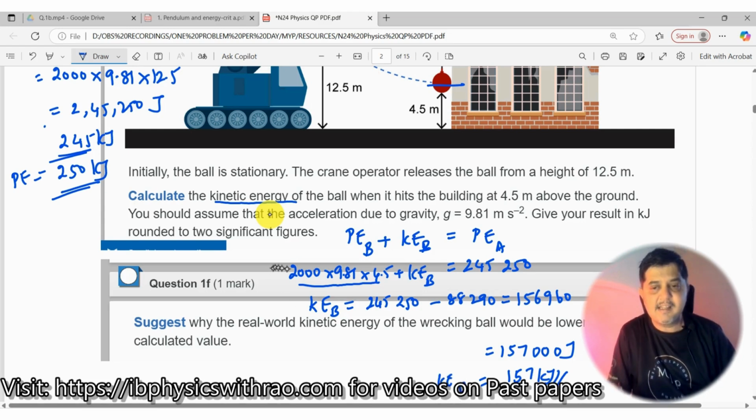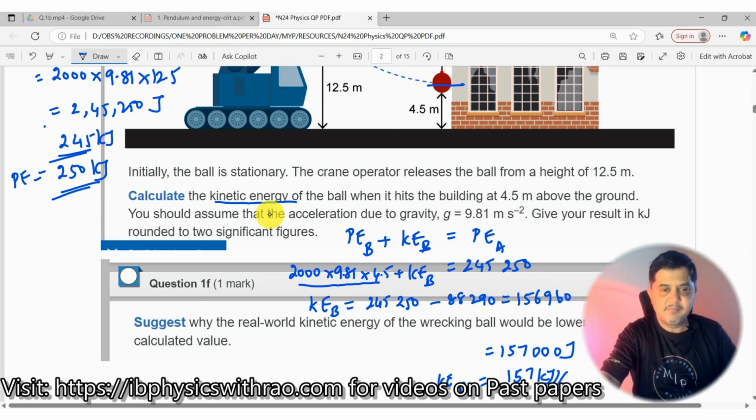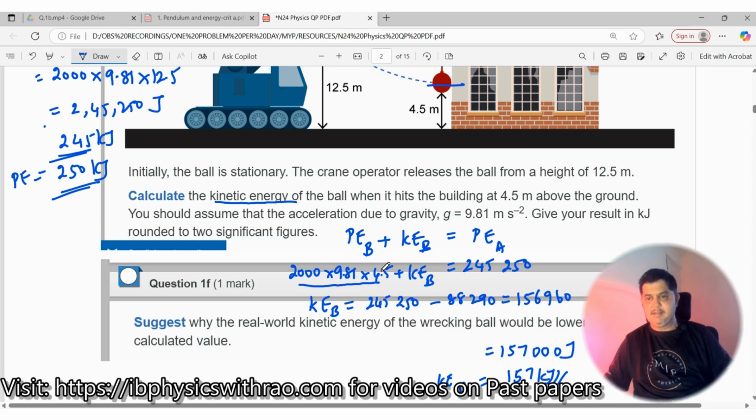Because he asked you only about kinetic energy, he is not asking you the total energy. Remember this, and don't write this is equal to 250 kilojoules, which would be incorrect. Okay, now let me move on to the next one.